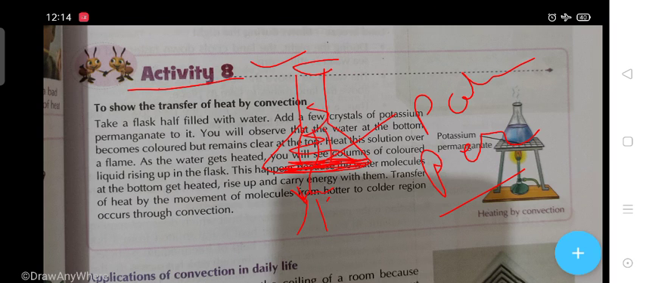So you can easily notice the movement of the molecules. So overall, what does this show? This shows the convection method which takes place in liquids.